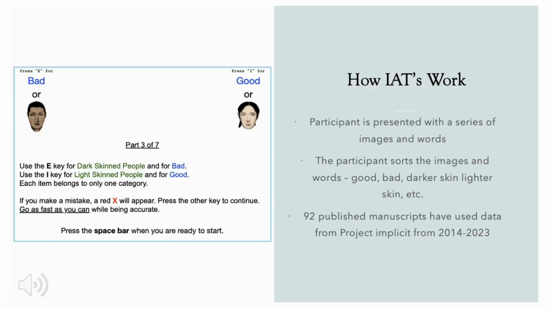The test is designed to provide the participant with a series of images and words. The images represent skin color, and the words represent bad or good. One at a time, a word or image will appear on the screen, and the participant will sort them to the left or right. This provides research into implicit perception of race's association to good and bad. Through the series of tests, the images and words switch sides from left to right and right to left. There are 92 published manuscripts that use Project Implicit data to present data on implicit bias from 2014 to 2023.